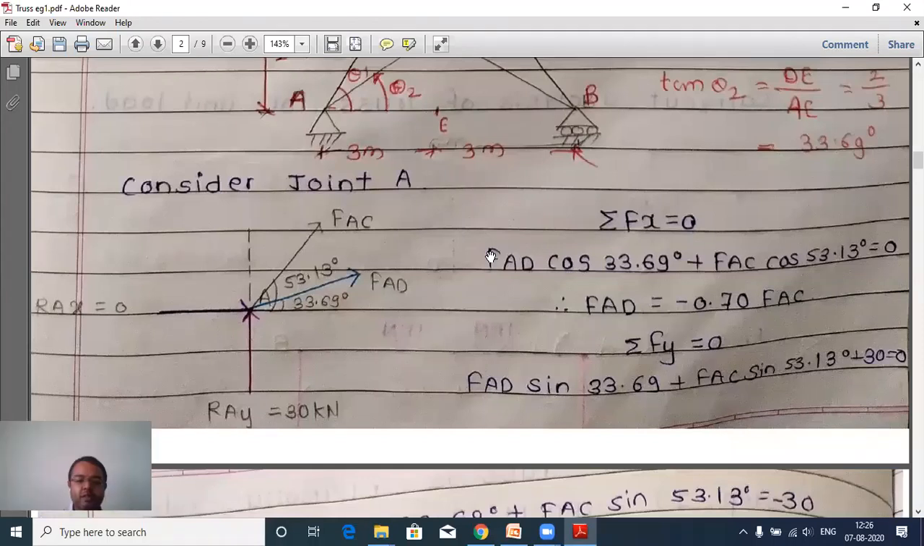Yes, you can also use Lami's theorem, but we are going for the summation of Fx and Fy. There is no problem. Lami's theorem is applicable if three forces are meeting at a joint. For more than three forces, we can't apply Lami's theorem. Of course, here you can go for Lami's theorem also.